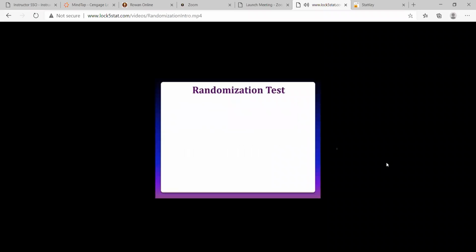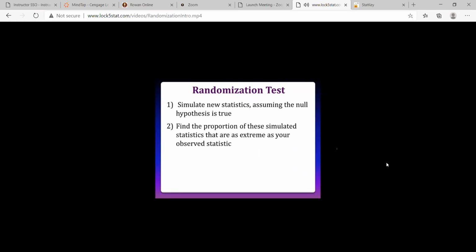More formally, a randomization test consists of 2 steps. The first step is to simulate new statistics, assuming the null hypothesis is true. And then once you have these statistics, find the proportion of these simulated statistics that are as extreme as your observed statistic. I'm going to illustrate this process with 3 different examples.